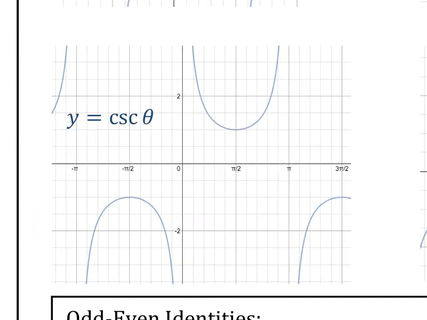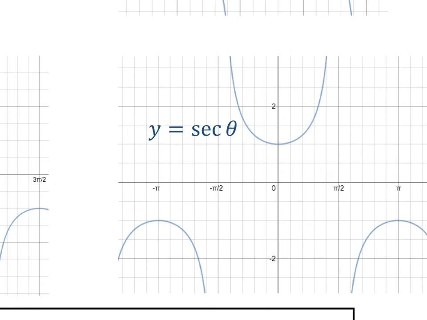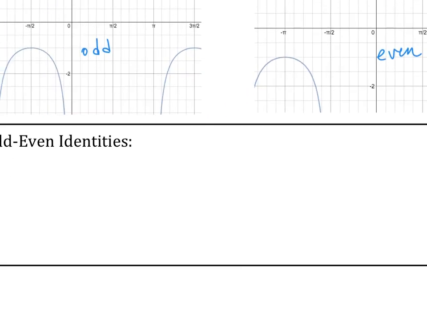Cosecant, odd, raise your hand. Even, raise your hand. Neither? Okay, it is odd. And then last one, secant, odd, raise your hand. Even, raise your hand. Okay, even. All right, let's go ahead and categorize them: odd and even.